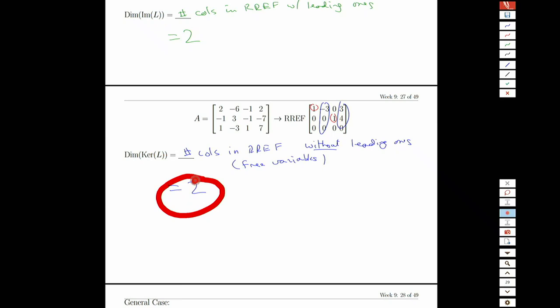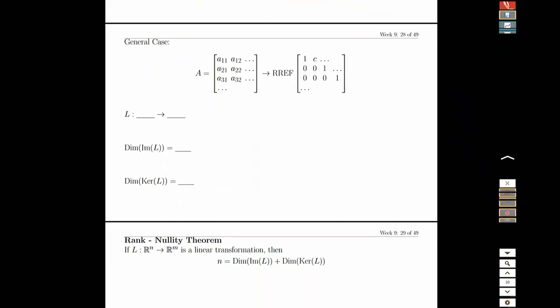The kernel is things that get squished down to 0, dimensions that get squished down to a single point. So they kind of disappear dimension-wise. So we lost 2 dimensions in the kernel, and we have 2 dimensions left. We started with 4, lost 2. How many are left? 2 left.